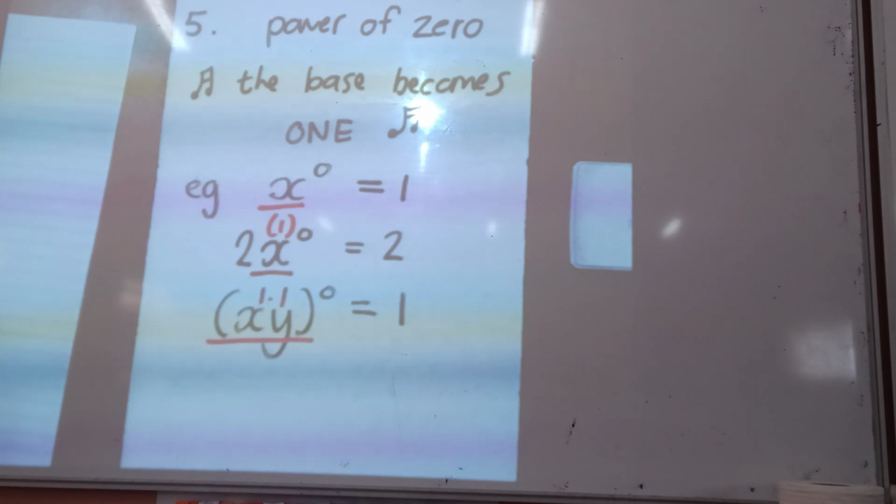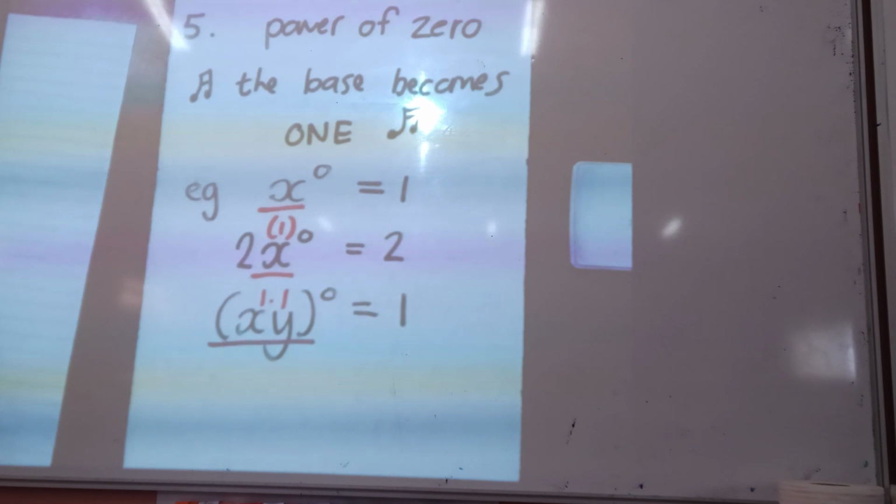So there are 5 things you need to remember. The first thing is, when I'm multiplying, keep the base, add the exponent. When I'm dividing, keep the base, minus. Power to power, multiply. Question Number 4 is also still power to power, it's just making sure it's a monomial. And the last thing is the power of 0, which becomes 1.